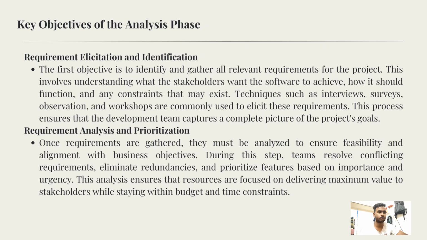The first one is requirement elicitation and identification. The first objective is to identify and gather all relevant requirements for the project. This involves understanding what the stakeholders want the software to achieve, how it should function, and any constraints that may exist. Techniques such as interviews, surveys, observations, and workshops are commonly used to elicit these requirements. This process ensures that the development team captures a complete picture of the project's goals.